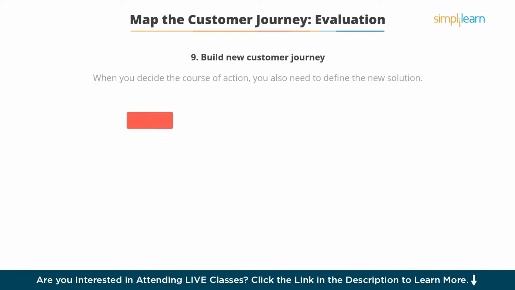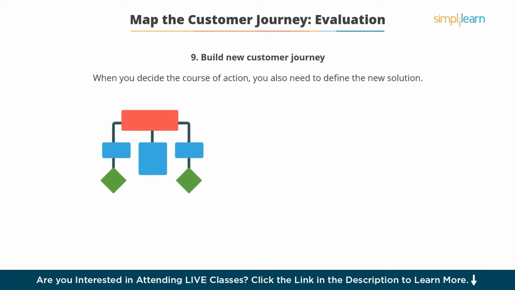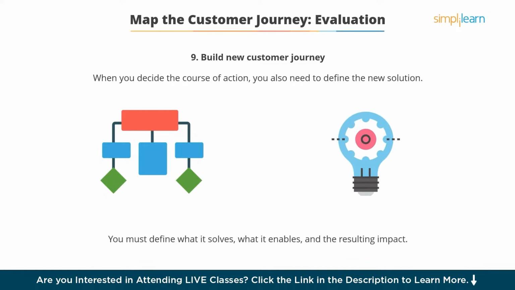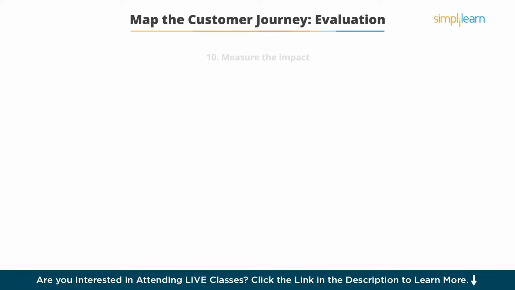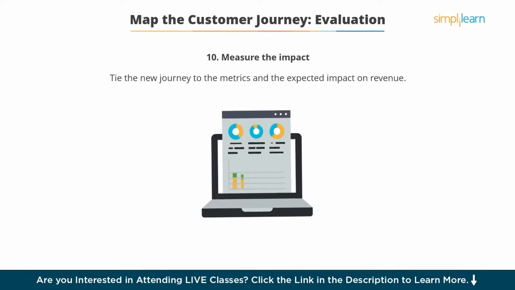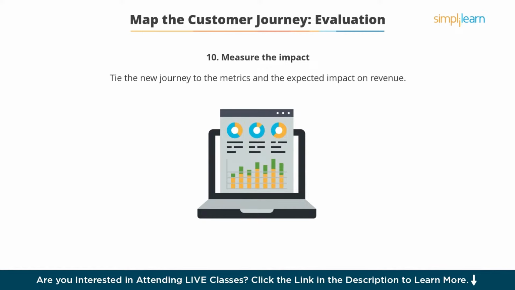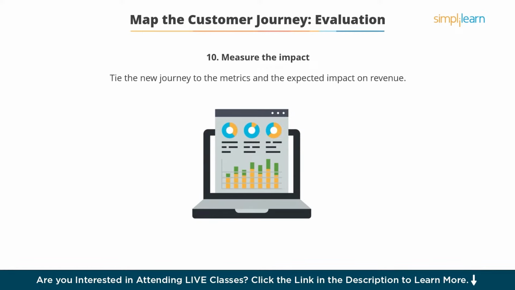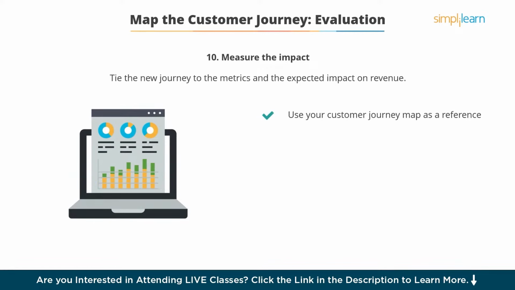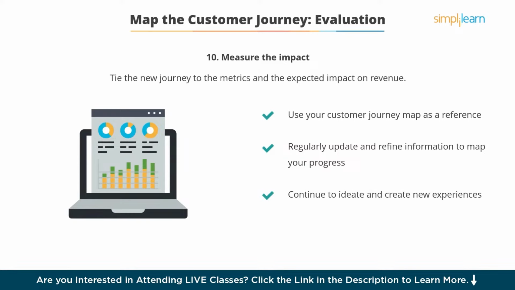Finally, when you've created a course of action, clearly define the new solution, what it will solve, what it enables or creates, and the resulting impact on the customer. Then, the final step, tie it to metrics and the expected impact on revenue. Now, use your map as a reference, but don't leave it behind. Continue to update and refine the information and use it to map your progress over time. Keep coming back to it to ideate and create new experiences.